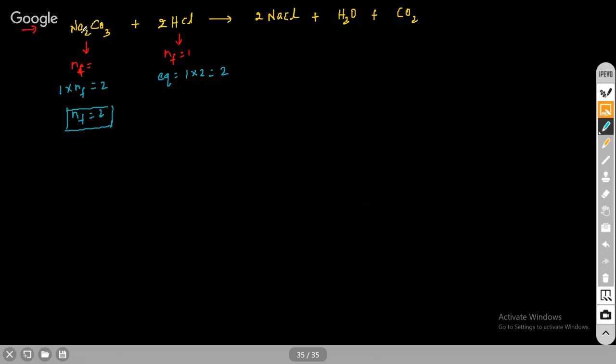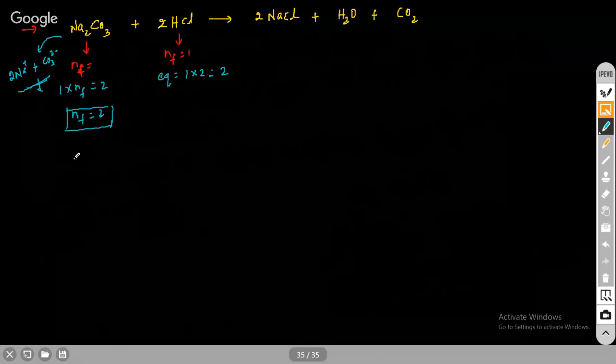And anyways it is a salt, right? So it dissociates like 2Na plus CO3 2 minus, right? So the two positive charges we have or two negative charges we have, so n factor is 2. But like this we only do in non-reacting condition, right? In reacting condition we have to consider the number of equivalents. Okay.